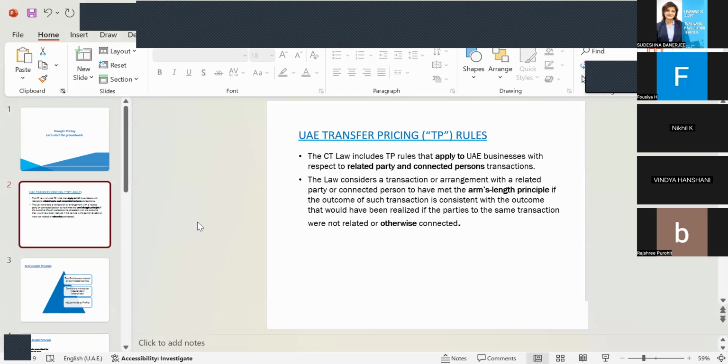In corporate tax, transfer pricing rules apply to UAE businesses with respect to related parties and connected persons. Where there is a transaction happening between related parties or connected persons, transfer pricing rules apply to check whether the transaction is happening at an arm's length price or not. Arm's length price refers to the price or rate of a transaction as if it was happening between two totally unrelated entities.